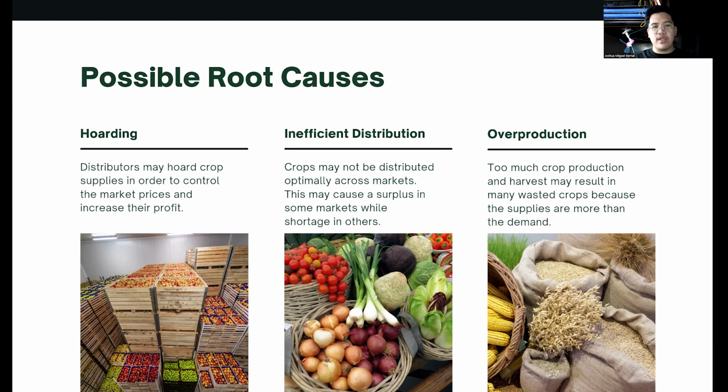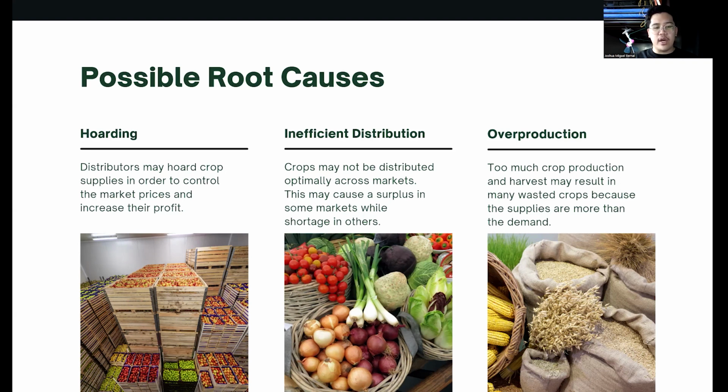The second possible cause is inefficient distribution. This cause is focused on the inefficient or unoptimized distribution of the crops, which causes some markets to have too much of a product even if the demand for it is low, while other markets will have less of the product even if the demand for it is high. If this happens, those markets that have a surplus in crops will have no choice but to let the unsold crops be wasted and discarded.